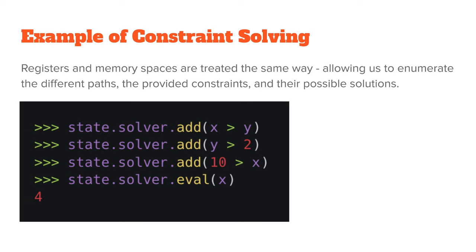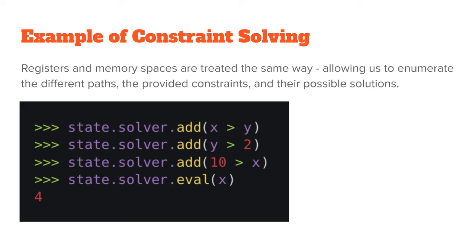So an example of what that constraint solving might look like. Registers and memory spaces are treated the same way, and it allows us to enumerate the different paths given the provided constraints and their possible solutions. So an example of that is we have the state solver here, and we've added a constraint that x is greater than y is greater than 2, and x is less than 10. So if we evaluate or solve for x, what is it? And in this case, it's 4.